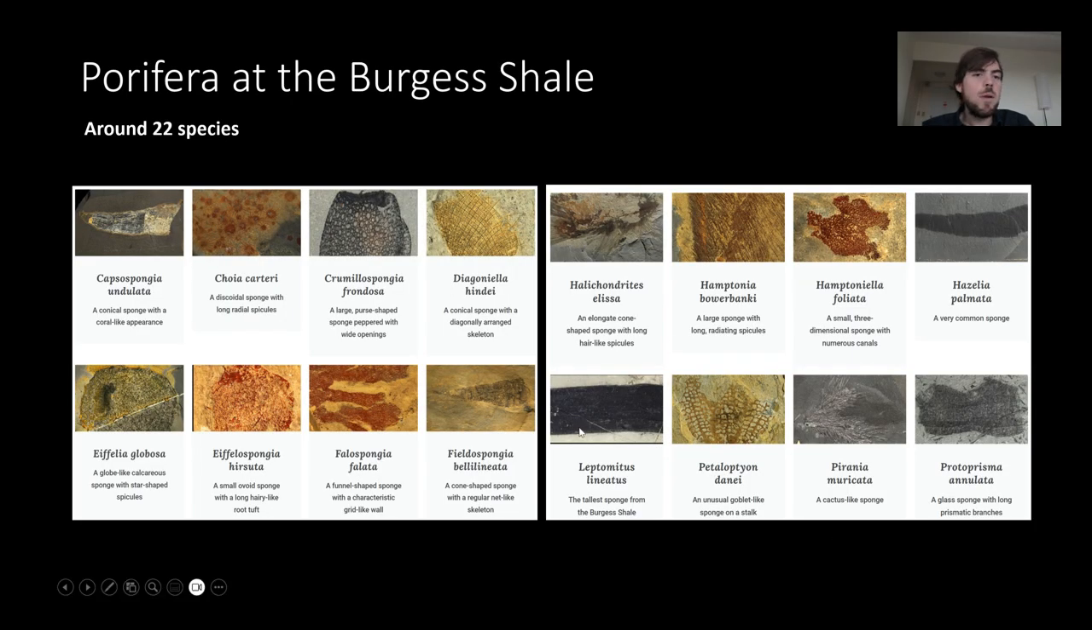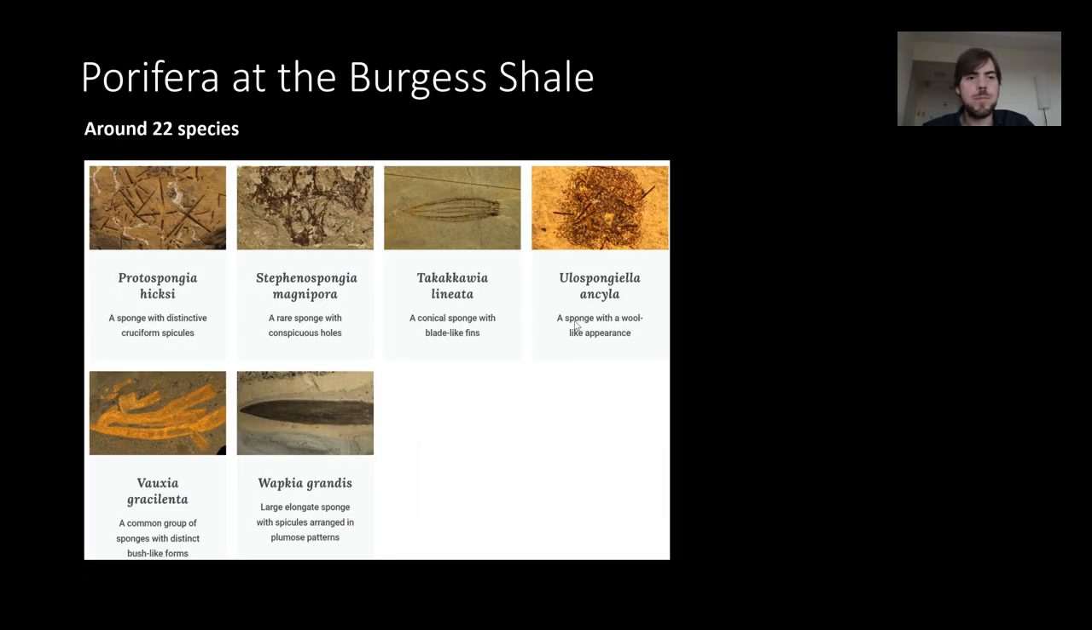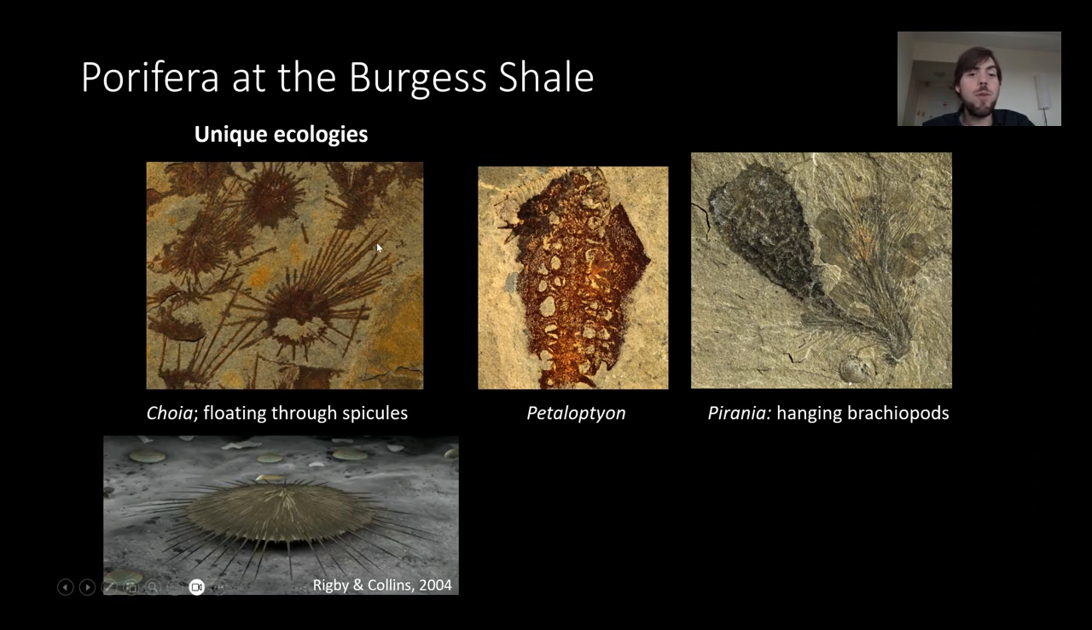So, how many sponges do we have at the Burgess Shale? We have around 22 species. You can find them all here. So we have quite a good diversity of sponges. And what have we learned from the sponges at the Burgess Shale? So here we have another one. Sorry, not all of them. Here is what we have learned about the sponges from the Burgess Shale.